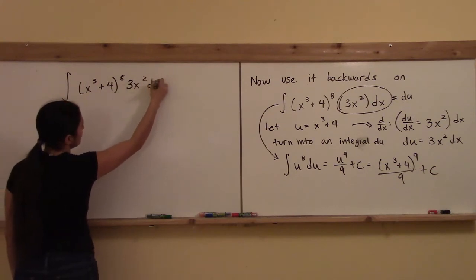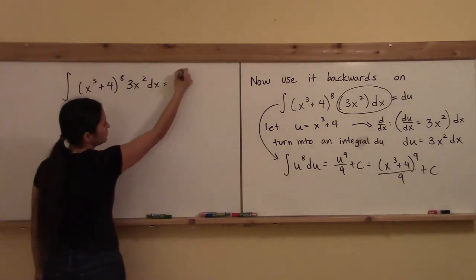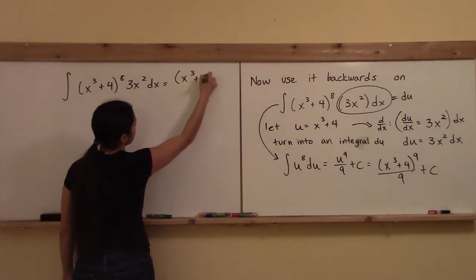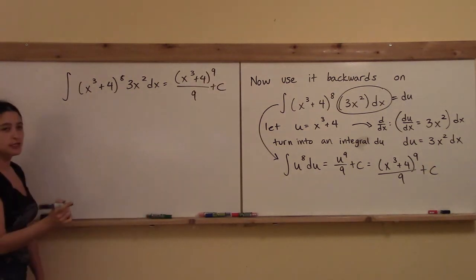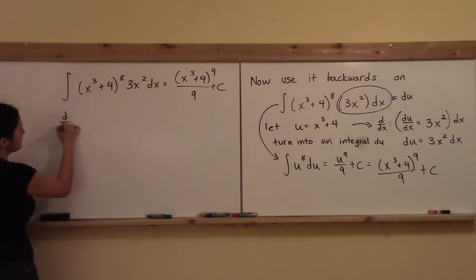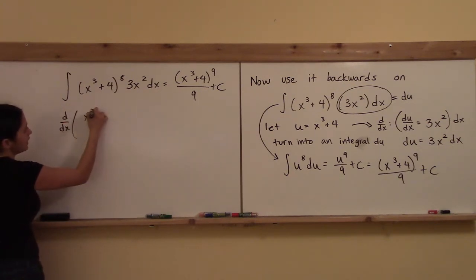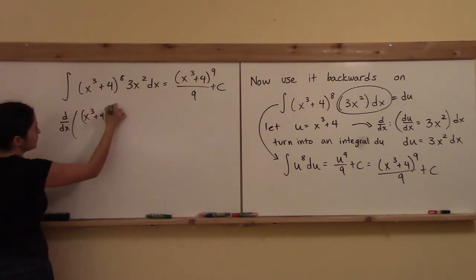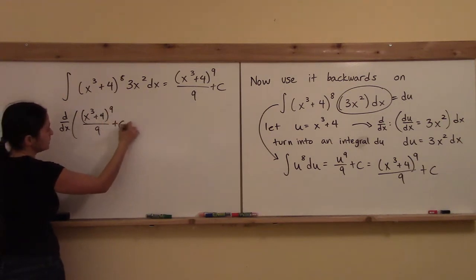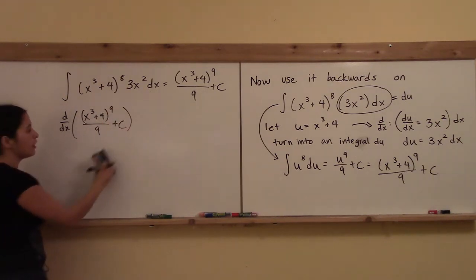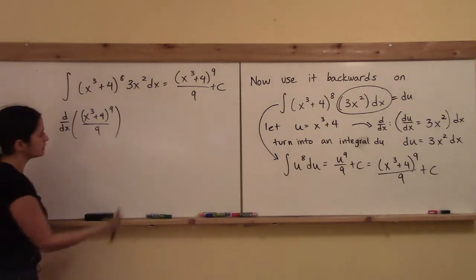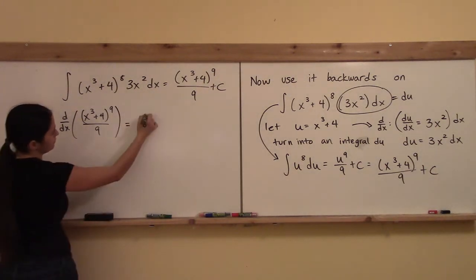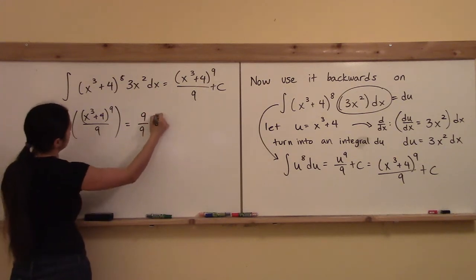3x squared dx. And I'm claiming to you that the answer is (x cubed plus 4) to the 9th over 9 plus c. Well, let me make sure that's true. I'm going to take the d dx of (x cubed plus 4) to the 9th over 9 plus c. Of course, the plus c part always just goes to 0, so I don't even really need to write that in there. When I take the derivative of this, the 9 comes down to cancel that 9.